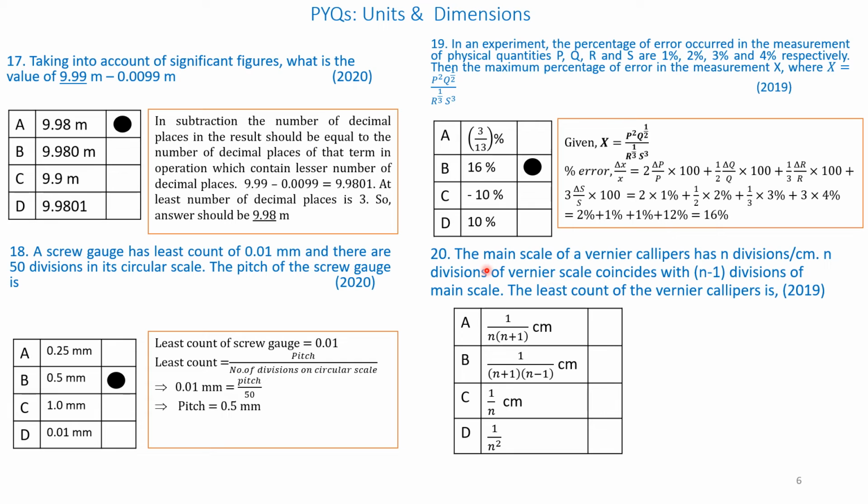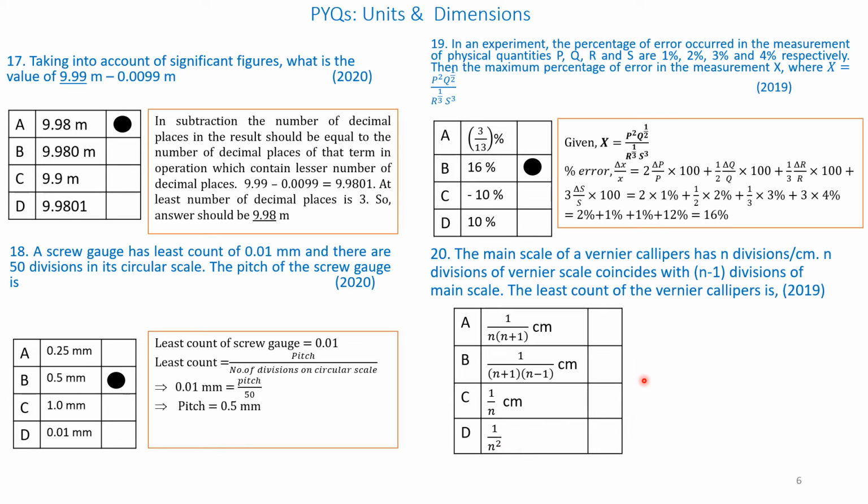Next question, question number 20. The main scale of a vernier calipers has N divisions per centimeter. N divisions of the vernier scale coincide with N minus 1 divisions of the main scale. The least count of the vernier calipers is, four options are given. Option A, 1 over N into N plus 1 centimeter. Option B, 1 over N plus 1 into N minus 1 centimeter. Option C is 1 over N centimeter. And option D is 1 over N square centimeters.